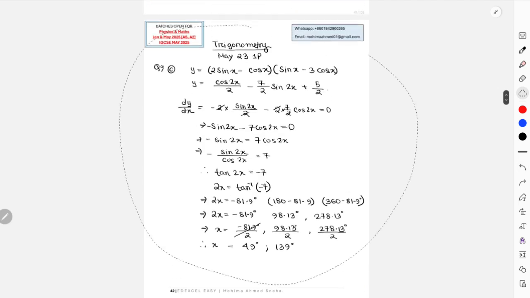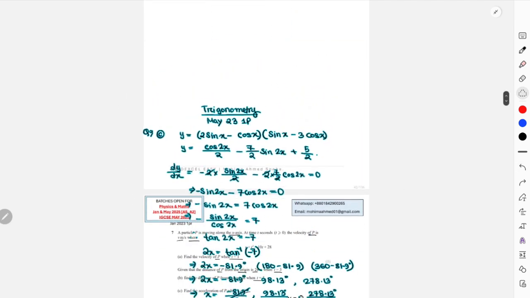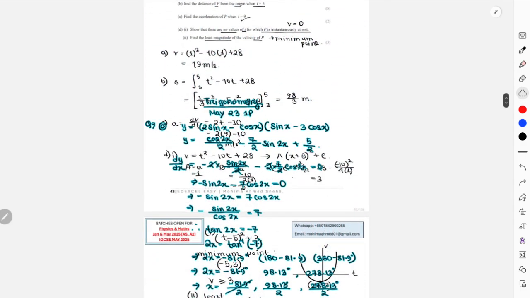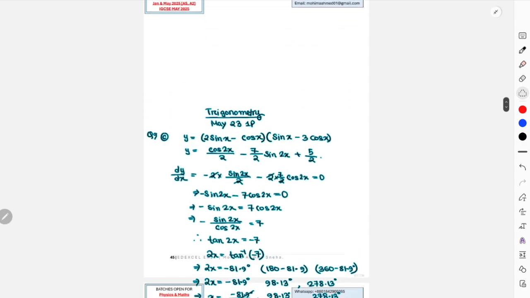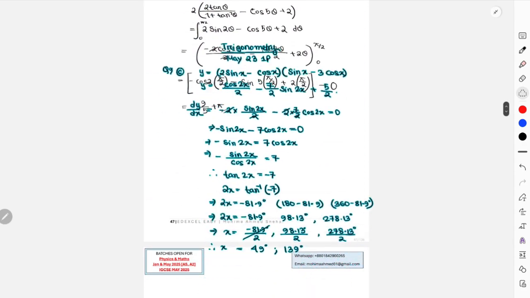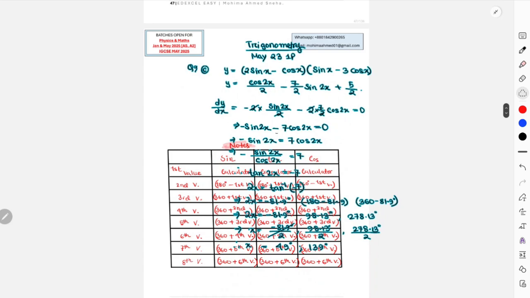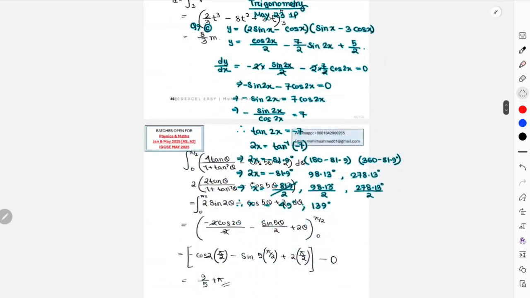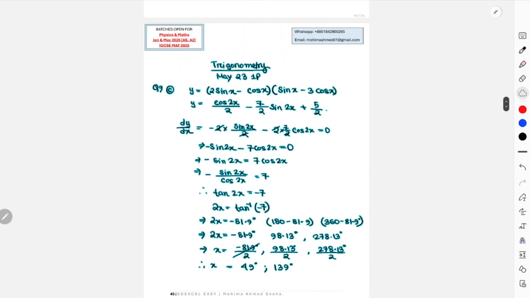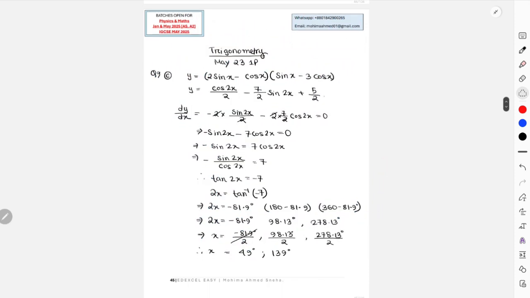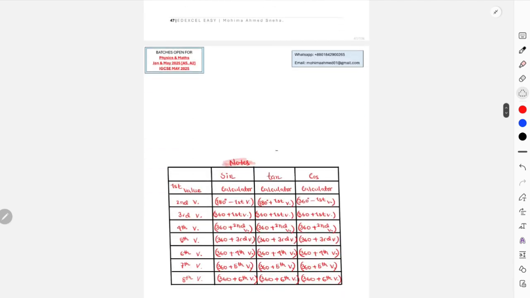Wait 1 minute. Let's see if you have any space after that. No, I do not have any space. Okay, this is it for your trigonometric equation for that part.